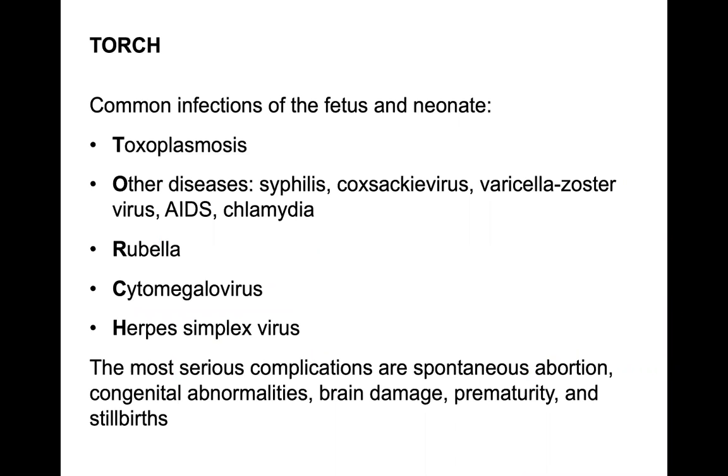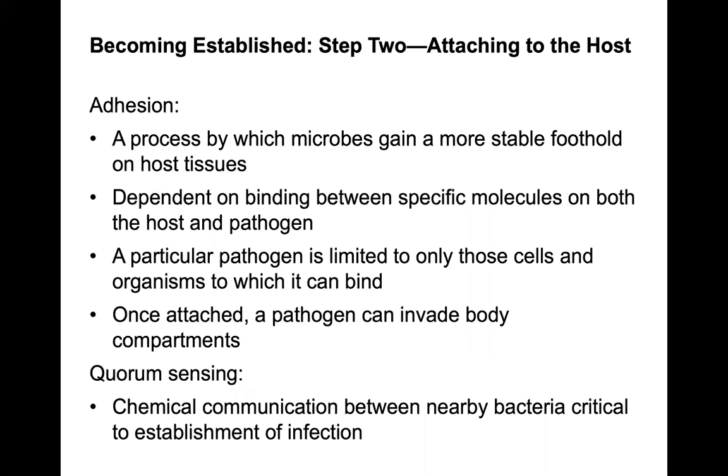Common infections to the fetus and the neonate are what we typically look for in a TORCH panel. All pregnant women will go through this. They're looking for toxoplasmosis, other diseases such as syphilis, Coxsackie virus, varicella zoster virus, AIDS, chlamydia. AIDS would be HIV infections, rubella, cytomegalovirus, and herpes simplex. The most serious complications are the spontaneous abortions that result from any of these infections, or if the fetus does survive, you can have congenital abnormalities, brain damage, premature births, and stillbirths.